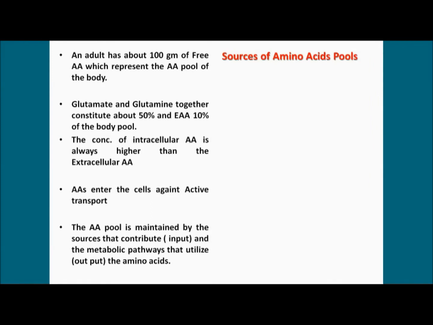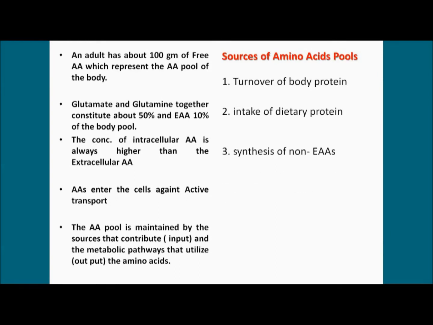The next thing is the source of the amino acid pool. So from where are the amino acids coming into the pool? Basically, first of all, turnover of body protein. This is the first source. We are going into the details in the next slide. What is turnover? First of all, you should know that the turnover of body protein is the first source for this amino acid pool. The next source is the intake of dietary protein. Whatever proteins you are taking in your diet go into the amino acid pool. The next source is the synthesis of the non-essential amino acids in the body itself, right?